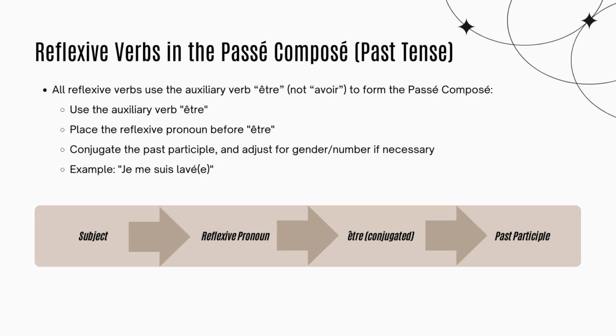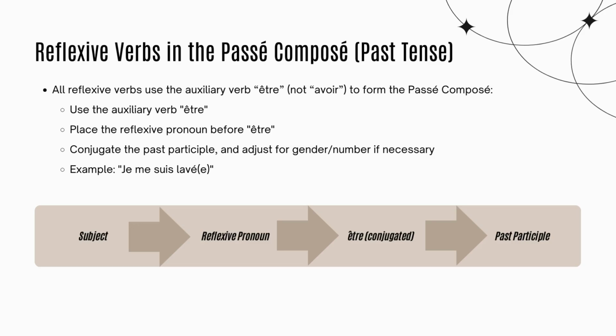Remember that some verbs form their past tense with avoir, and actually most of them, and then there's a few that use être. All of the reflexive verbs fall into this category. Place the reflexive pronoun before être and then conjugate the past participle of the main verb. For example, je me suis lavé means I washed myself.